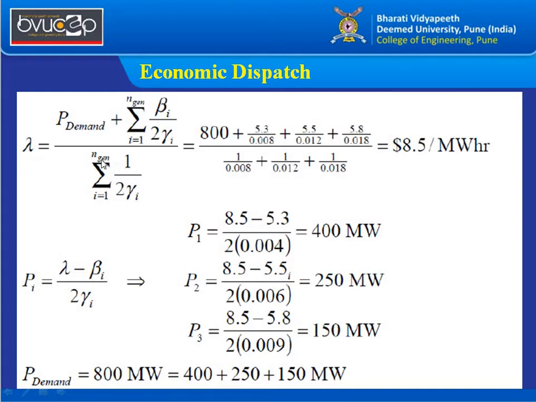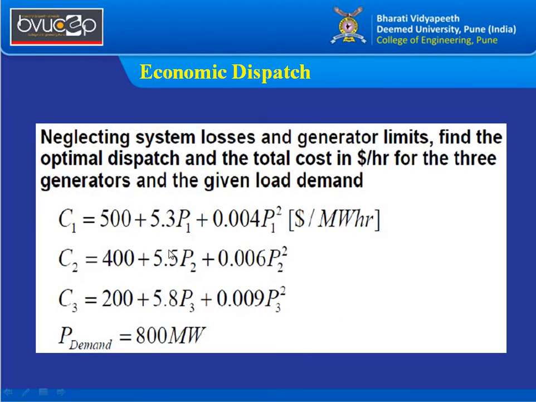So divided by summation of I equal to 1 to n number of generators, 1 divided by 2 times gamma I. This is the derivation which we have covered in the previous video lectures. You can refer to that. We are just using the formula for solving the numerical. So we can substitute, as we know that the demand is 800. Now for the first generator we have 5.3. We can refer to these values.